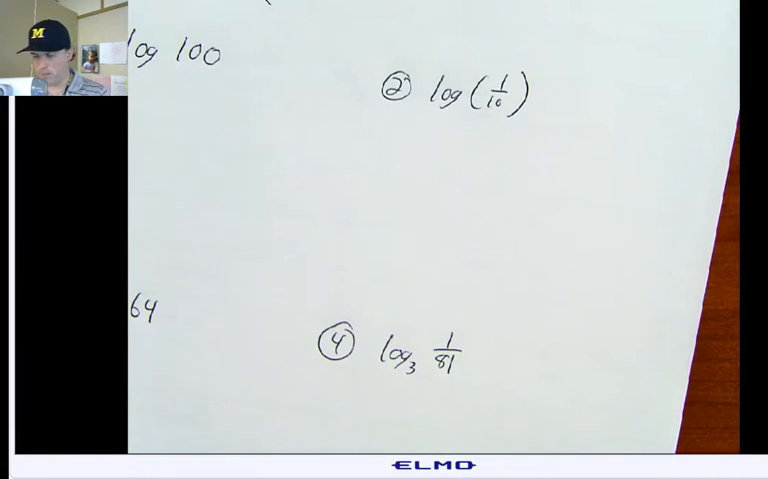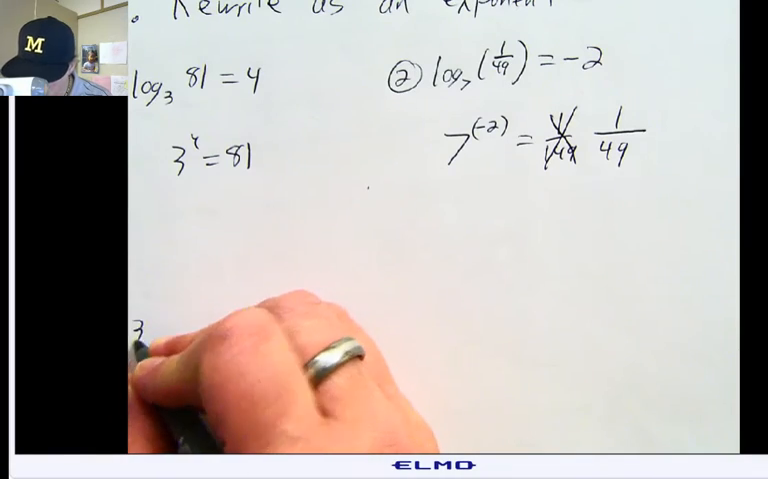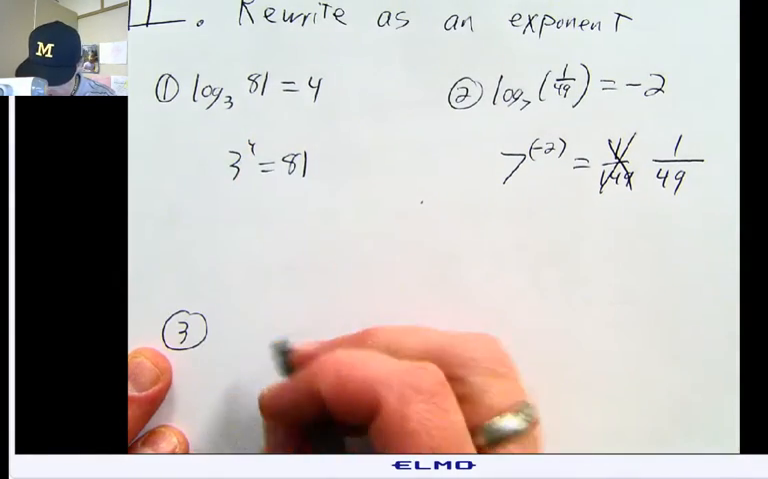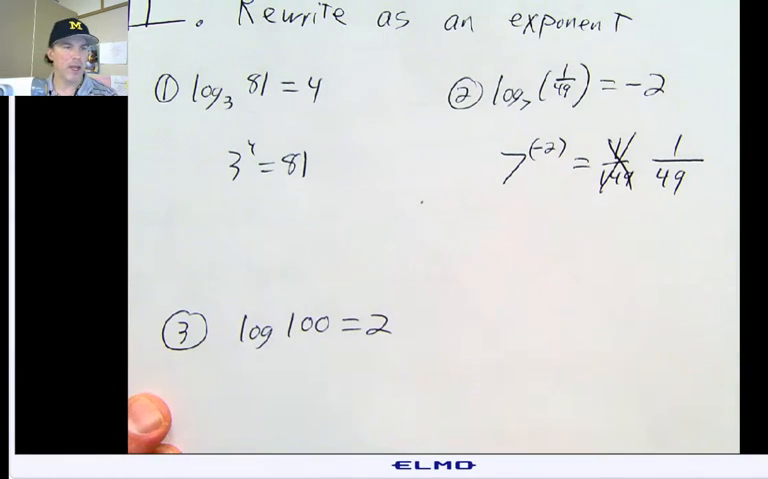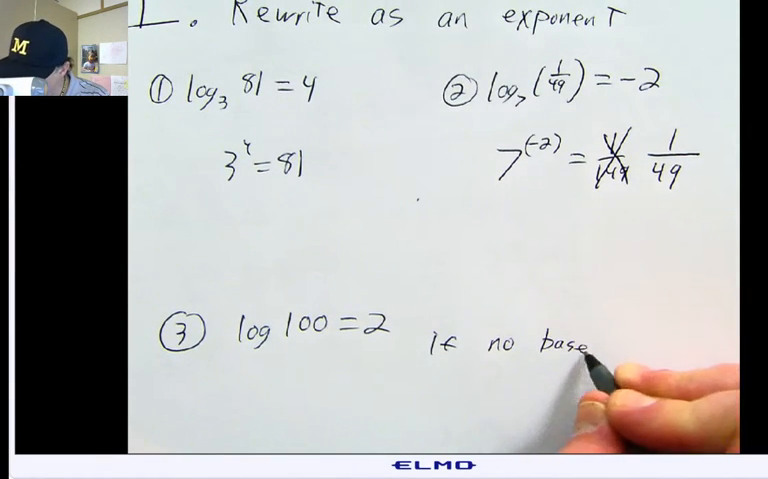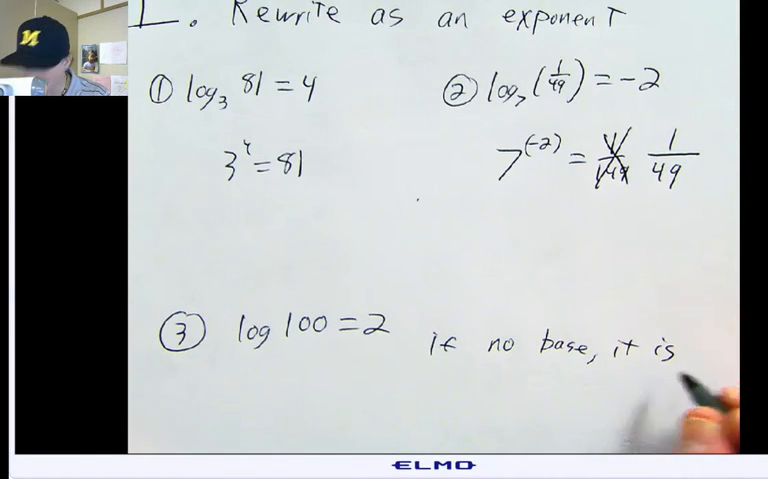Part 3. These are the problems right here. Oh, wait a minute. I actually have a number 3 as rewrite as an exponent. What happens if they don't give us a base? So in example 3 here, what if they tell me that log of 100 equals 2, and there's no number there? If there's no base, it is a 10.